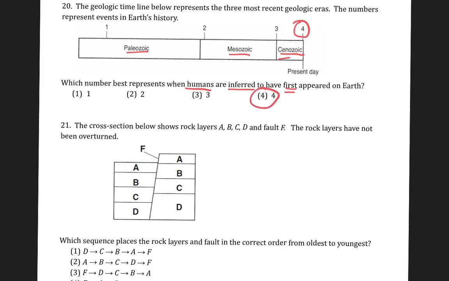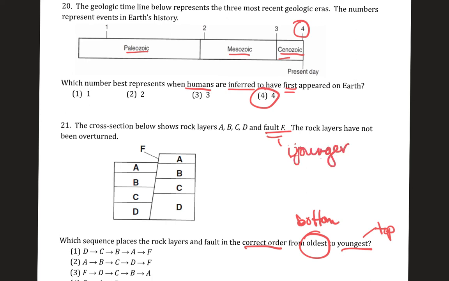So number 4. Last one, number 21. The cross-section below shows rock layers A, B, C, D, and fault F. The rock layers have not been overturned. Which sequence places the rock layers and fault in the correct order from oldest to youngest? Remember, oldest has to be on the bottom. The youngest should be at the top. And we've got a fault. Remember, faults are always younger than the surrounding rock, right?